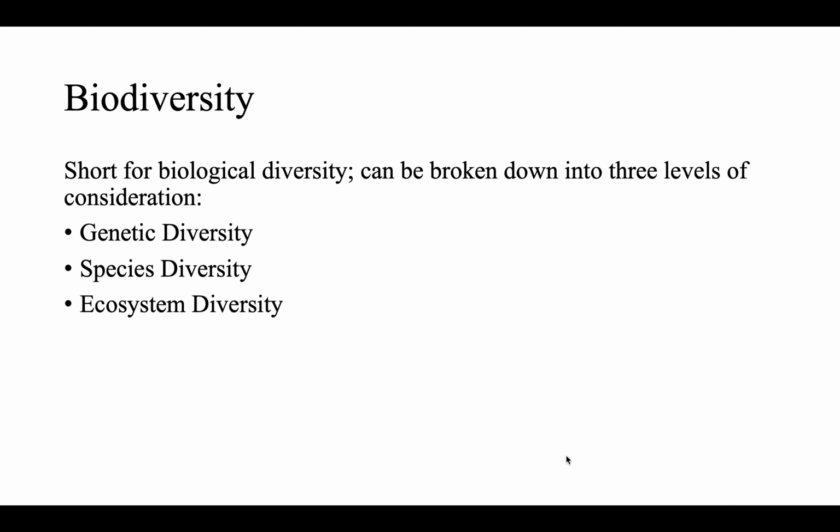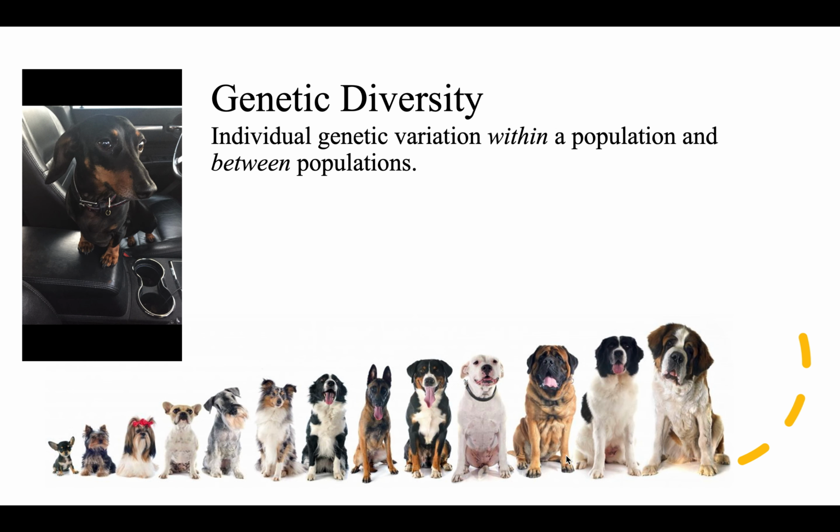So biodiversity is short for biological diversity and can be broken down into three levels of consideration: genetic diversity, species diversity, and ecosystem diversity. So genetic diversity includes individual genetic variation within a population and between populations.